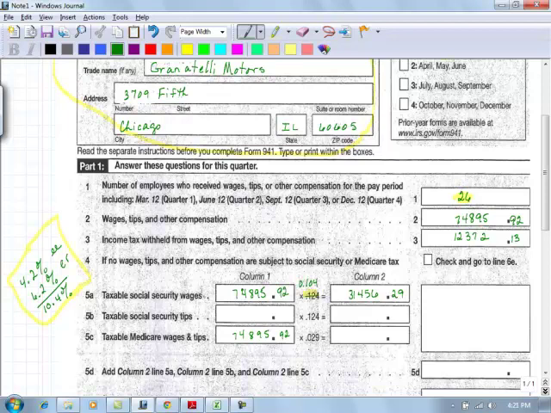92,795.92, and that 1.45% for the employee, 1.45% for the employer, so 2.9%, or as we see here as a decimal. So that amount would be 108.85.